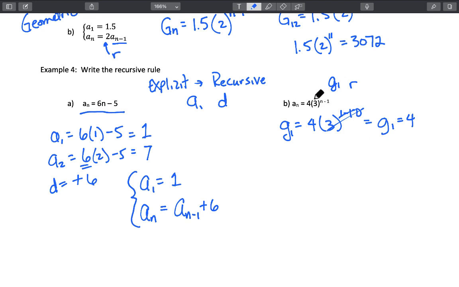Our common ratio, we can see right here, it's that number that's got the exponent on it, so our common ratio is 3. To write the recursive formula then, we're going to say g sub 1 is equal to 4, and g sub n, any term after that, is going to be found by taking 3 and multiplying it to the preceding term, g sub n minus 1.